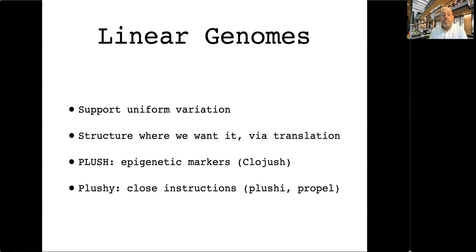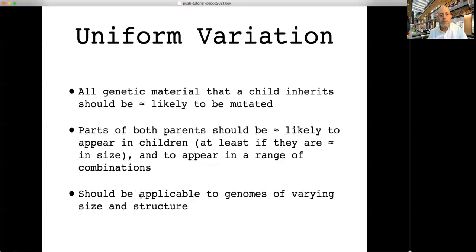The Plush system uses what we call epigenetic markers on a linear sequence to say where the parentheses go. And the Plushy system uses these close instructions inserted in the linear genome to say where the parentheses go. These are some of the systems that use Plush or Plushy. In fact, as of this recording, you can use either one in Clojush, and there are several other systems now, including one called Propeller, I have a link to later, that uses Plushy.